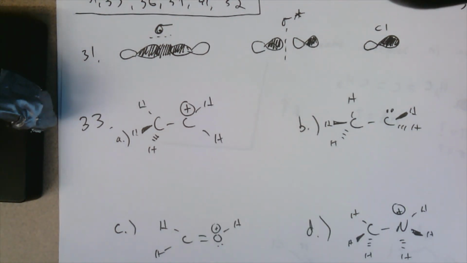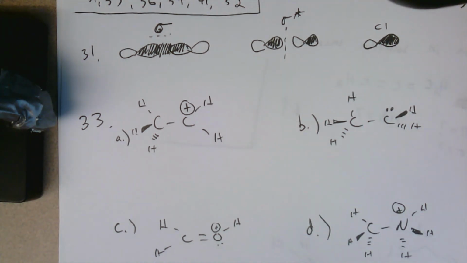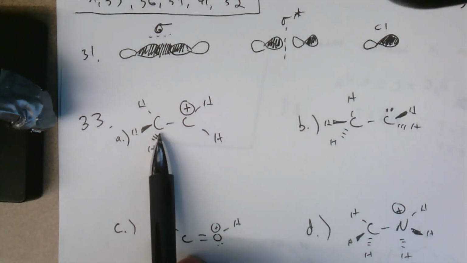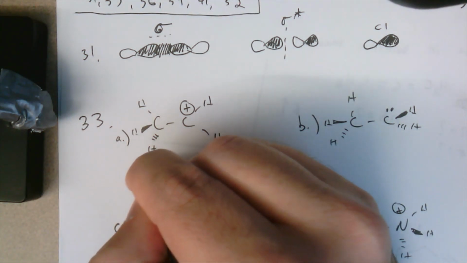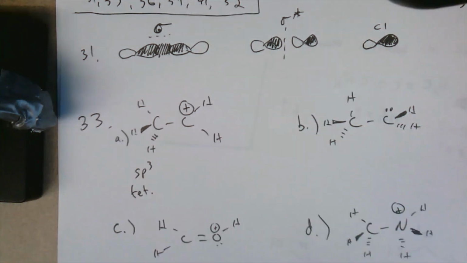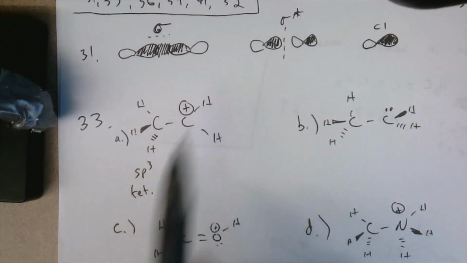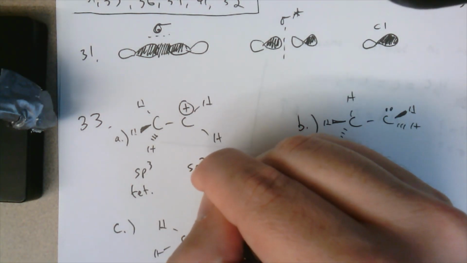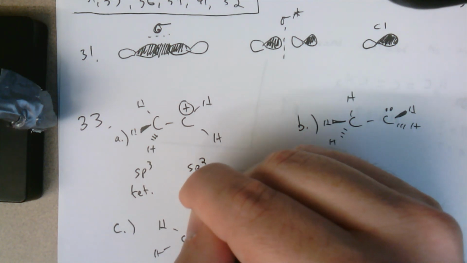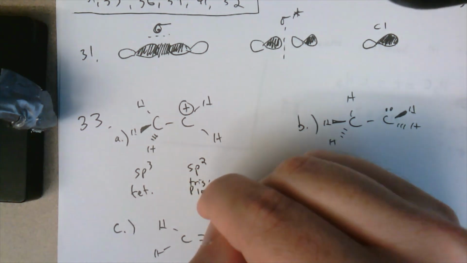Okay, 33 wants to know the geometry and the hybridization on each atom that's not a hydrogen. So this one is sp3 and tetrahedral because it's a carbon with 4 things attached to it. This one is a carbon with 3 things attached, so that's only sp2, and that is going to be trigonal planar as our geometry.